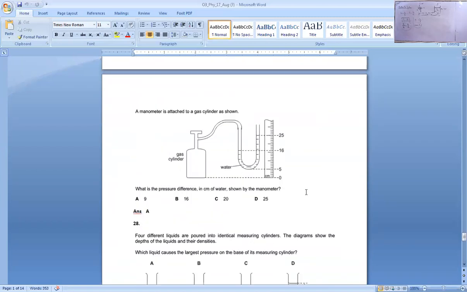Number 27 says a manometer is attached to a gas cylinder. As you can see in the diagram, what is the pressure difference in centimeter of water? We have to see the difference between the two levels of that U tube in the left and right column of the tube. If you look at the difference, 25 minus 16, that is 9 centimeter. So the difference is 9 centimeter of water.